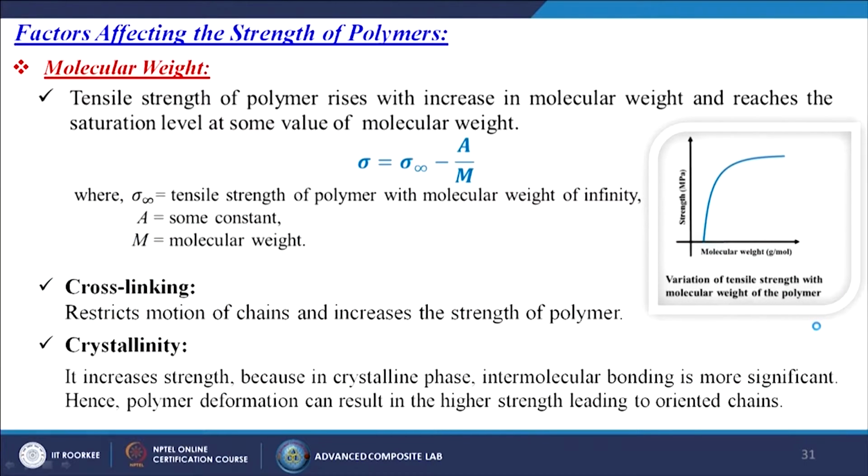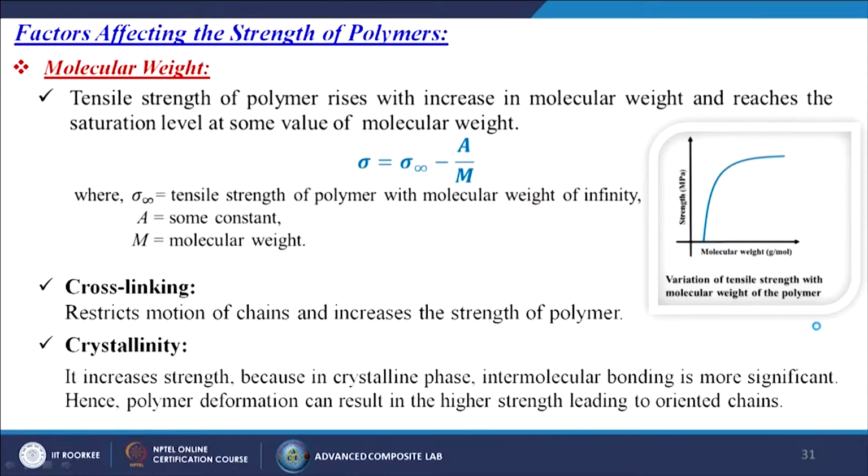So, what are the factors affecting the strength of polymers? First is the molecular weight, where tensile strength plays a vital role. The tensile strength of a polymer rises with increase in molecular weight and reaches a saturation level at some value of the molecular weight. Generally sigma equals sigma infinity minus A by M, where sigma infinity is the tensile strength of the polymer with infinite molecular weight, A is some constant, and capital M is the molecular weight of that particular polymer.